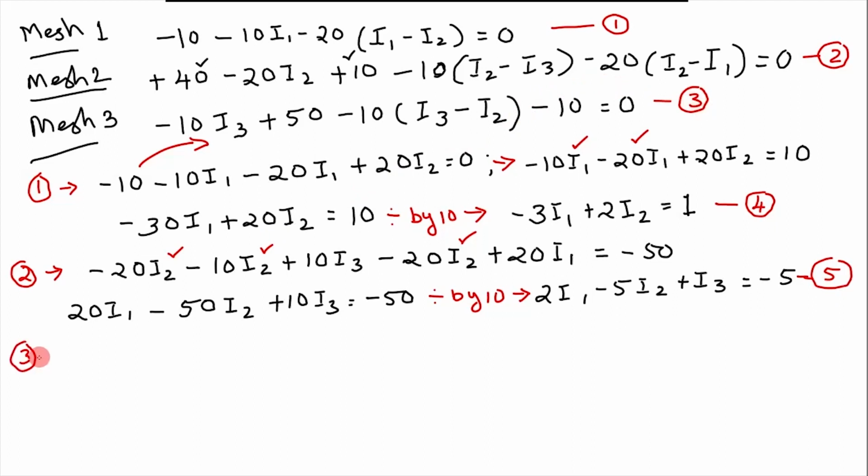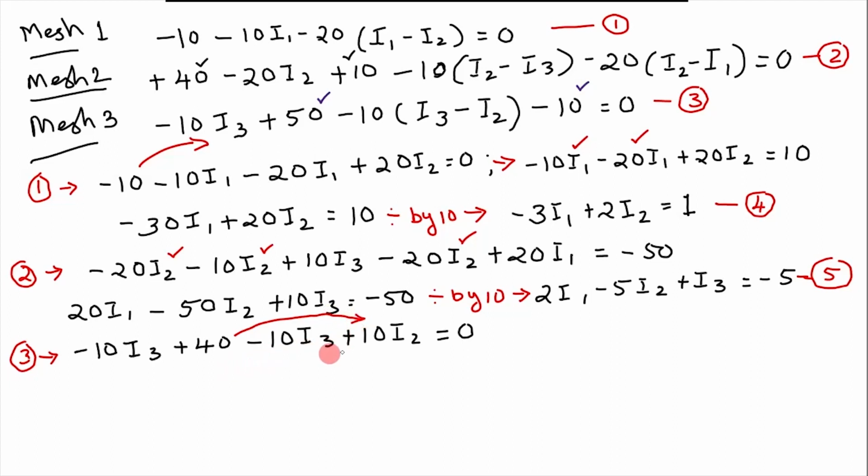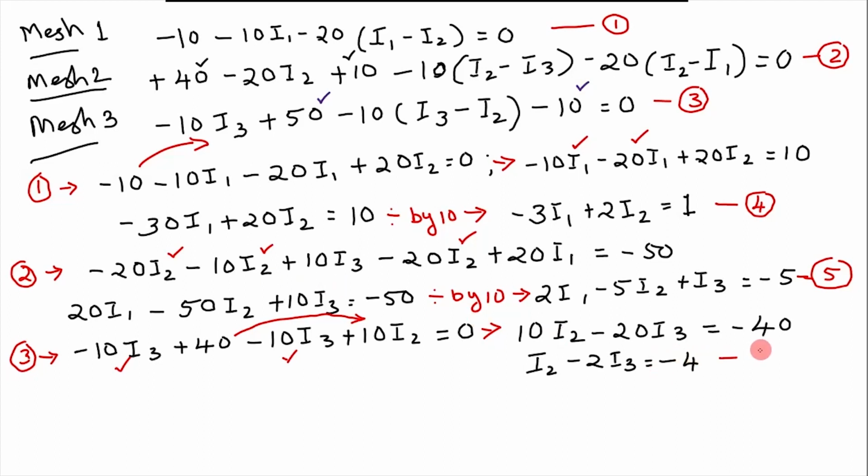Now our third equation becomes, while simplifying, minus 10 I3, then plus 50 minus 10, that is plus 40, minus 10 I3 plus 10 I2 is equal to 0. We can move this 40 to the right hand side, so it becomes this 10 I2, then minus 10 I3 and minus 10 I3, it becomes minus 20 I3 is equal to, while we are moving plus 40 to the other side, minus 40. Dividing by 10, the equation becomes I2 minus 2 I3 is equal to minus 4. Let this be equation number 6.